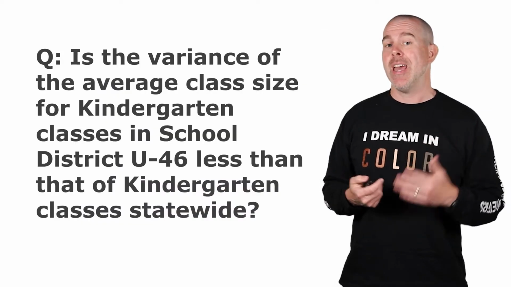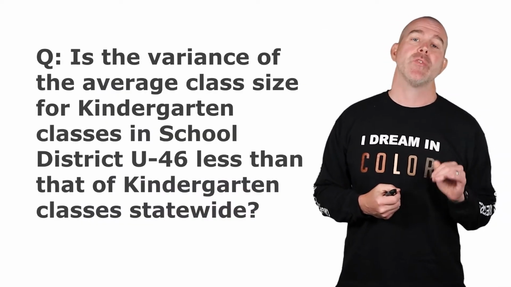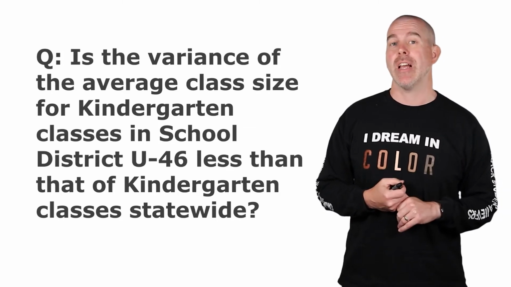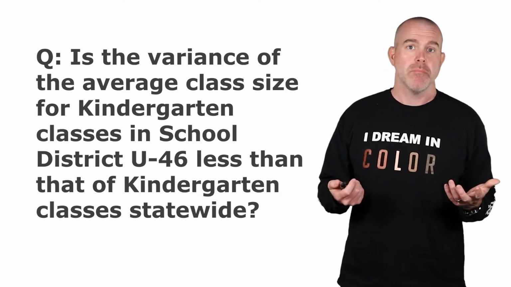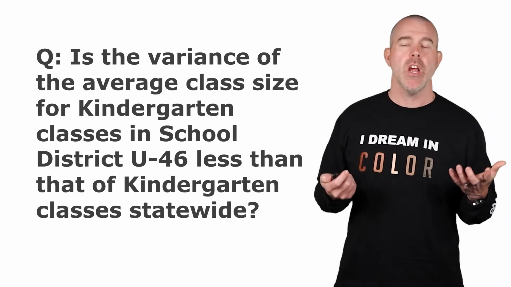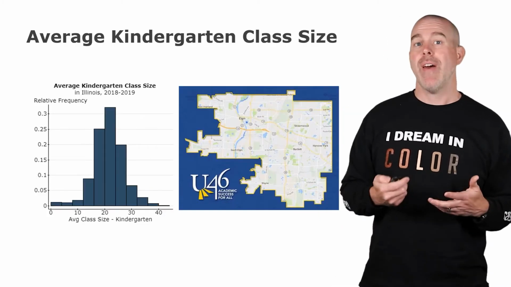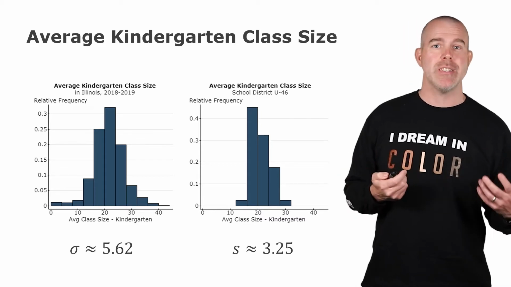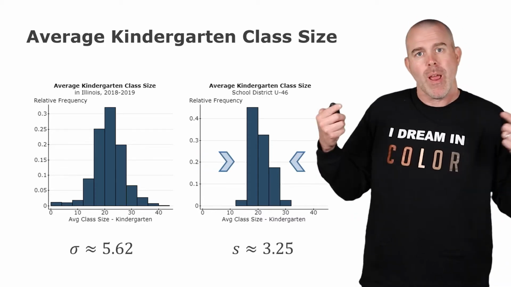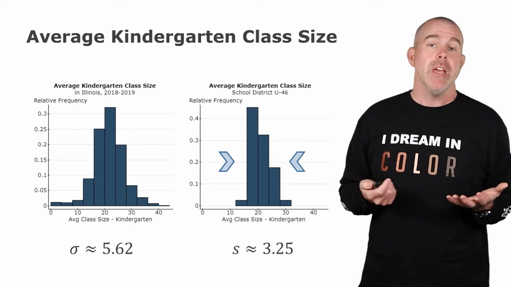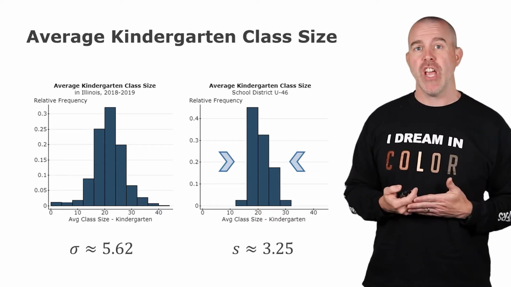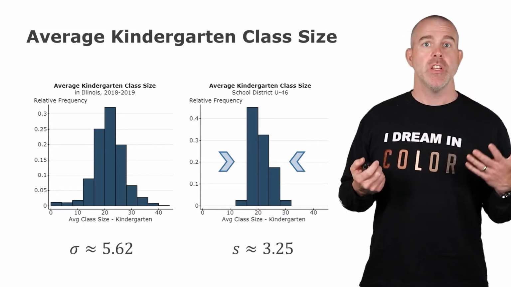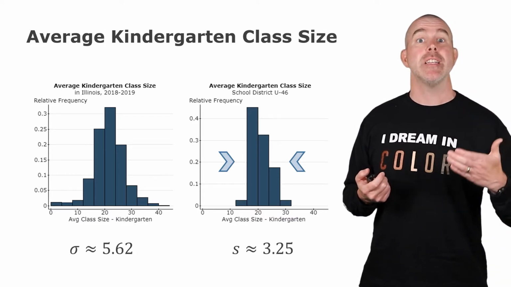So we might make this claim: is the variance of the average class size for kindergarten classes in school district U46 less than that of kindergarten classes statewide? Again, because it's one district, there probably is less variability. In fact, here's the histogram. You can see the difference in the population and sample standard deviation, and certainly the histogram looks more condensed. So it seems reasonable, but we'll need to check to see if that sample standard deviation is significant enough to end up being statistically significant.